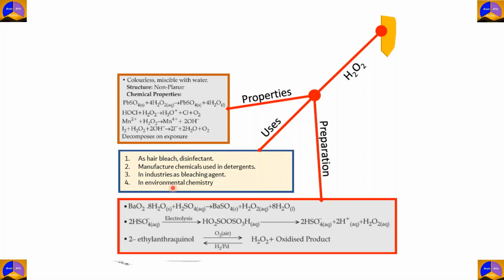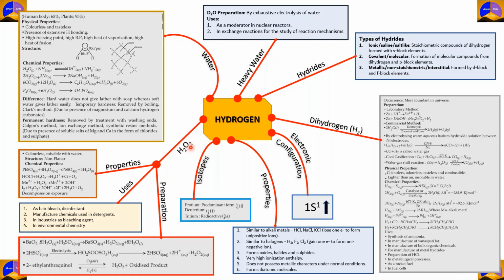Now, in environmental chemistry, hydrogen peroxide is used in pollution control of domestic and industrial effluents, such as the oxidation of cyanide and aerobic conditions in sewage. So these are the uses of H2O2 that help our planet in staying green. Now we'll study more about this in the chapter Environmental Chemistry. So let's move on from H2O2 to the final topic of this chapter, heavy water.